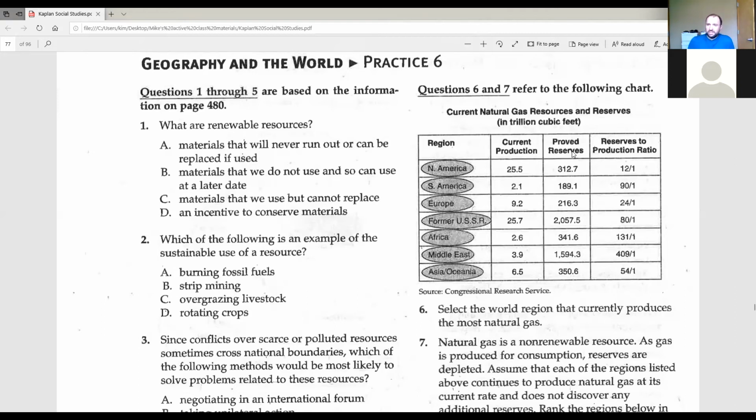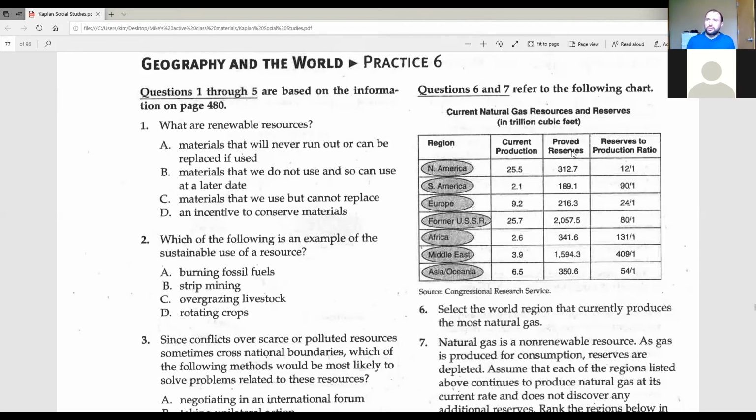Remember, sustainable use is using a resource carefully so that it can last a long time, preferably forever. Take forests or wood, for example. If we're sustainably using wood, we would be cutting down wood at a rate equal to or less than the rate at which trees grow. If we're cutting down fewer trees than are growing, we're going to have more forests. If we're cutting down more trees than are growing, we're going to have fewer forests.